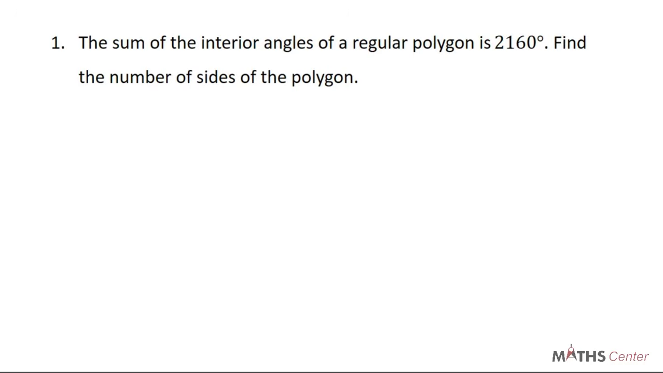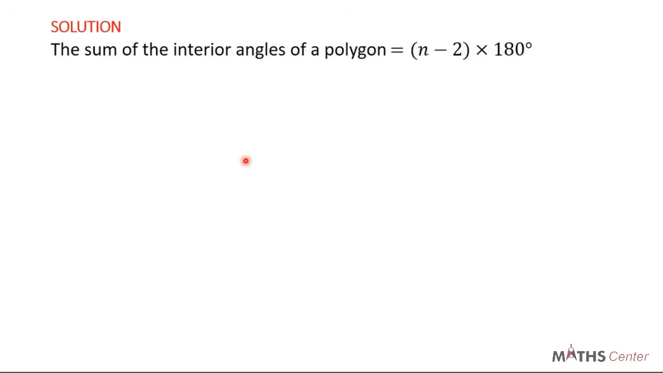The sum of the interior angles of a regular polygon is 2160 degrees. Find the number of sides of the polygon. So let's begin with this question. The sum of the interior angles of a regular polygon is 2160 degrees, and we are being told to find the number of sides of the polygon.